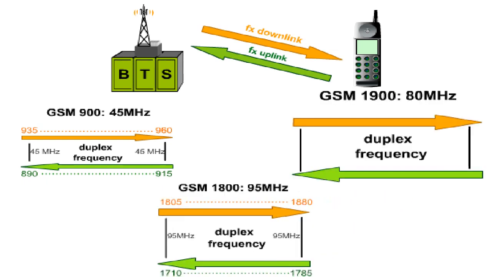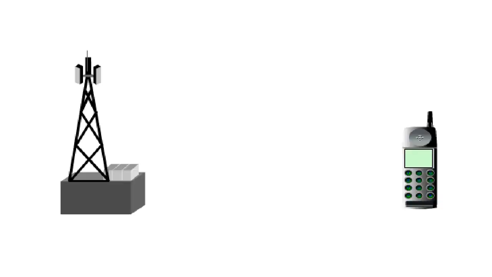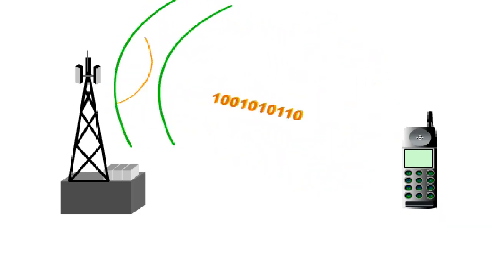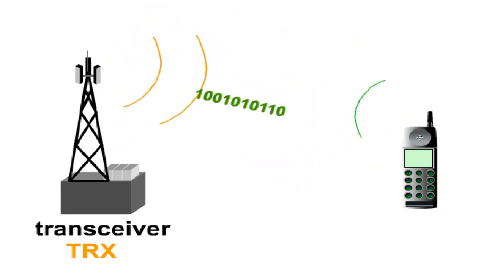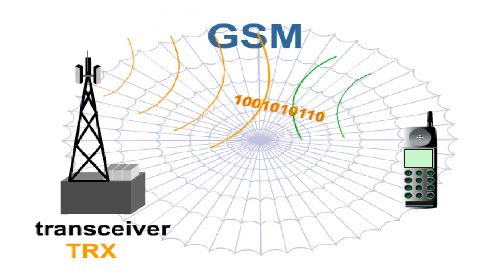In GSM 1900, the duplex frequency is 80 MHz. The uplink frequency lies between 1850 and 1910 MHz, and the downlink frequency between 1930 and 1990 MHz. The BTS elements which send and receive radio signals in the downlink and uplink channels are known as transmitter and receivers, or transceivers, TRX for short. In GSM networks, the transmission over the air interface is digital.